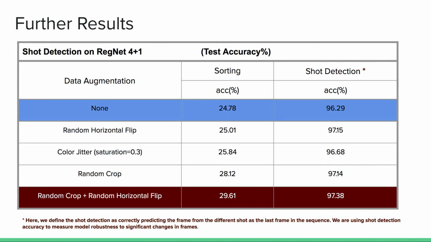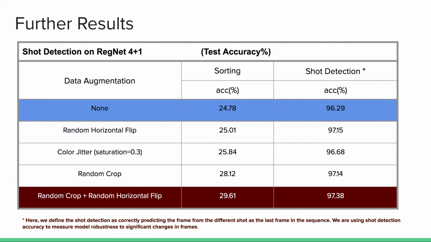And here are the results for the data augmentation. Here we first define an additional metric called shot detection accuracy, which is the accuracy of predicting the frame from the second shot as the last frame in the sequence. We are doing so to see whether our model is robust to significant changes in frames.